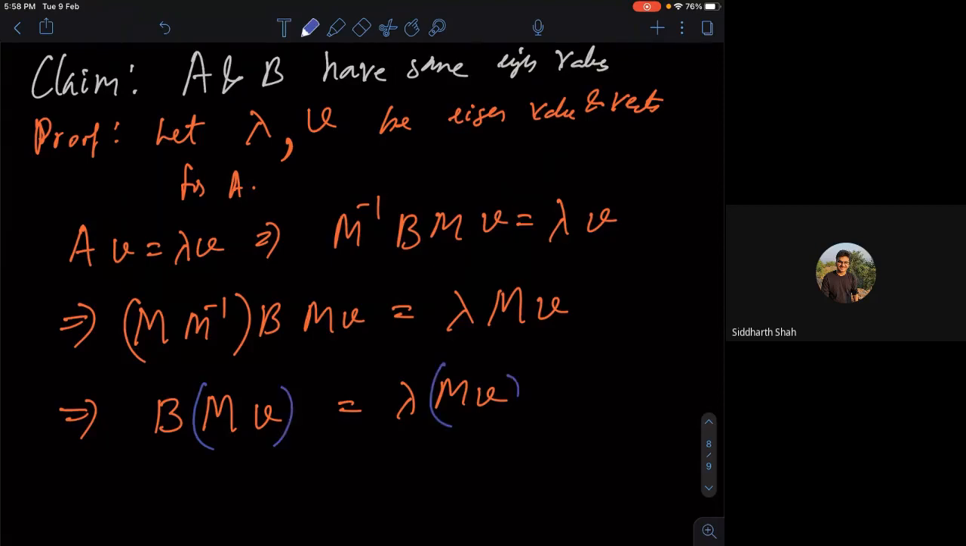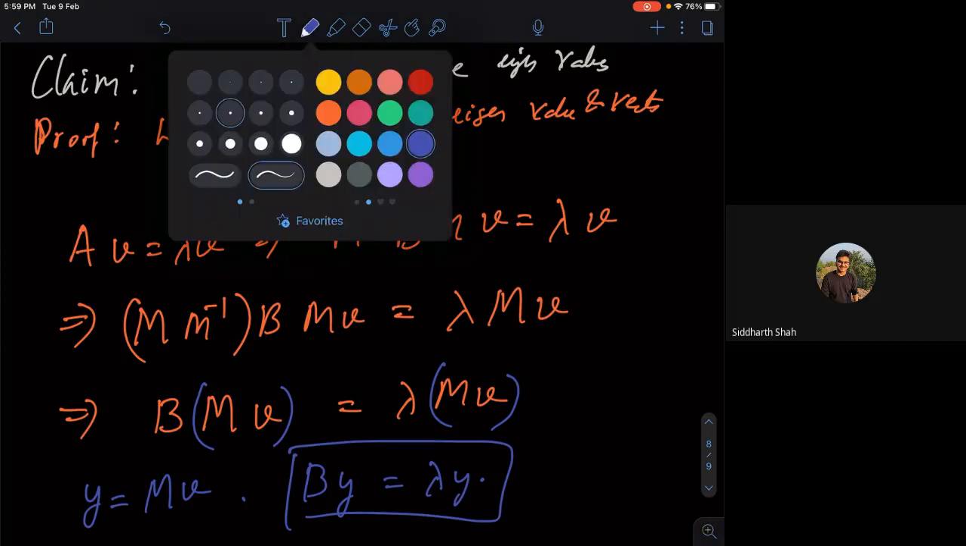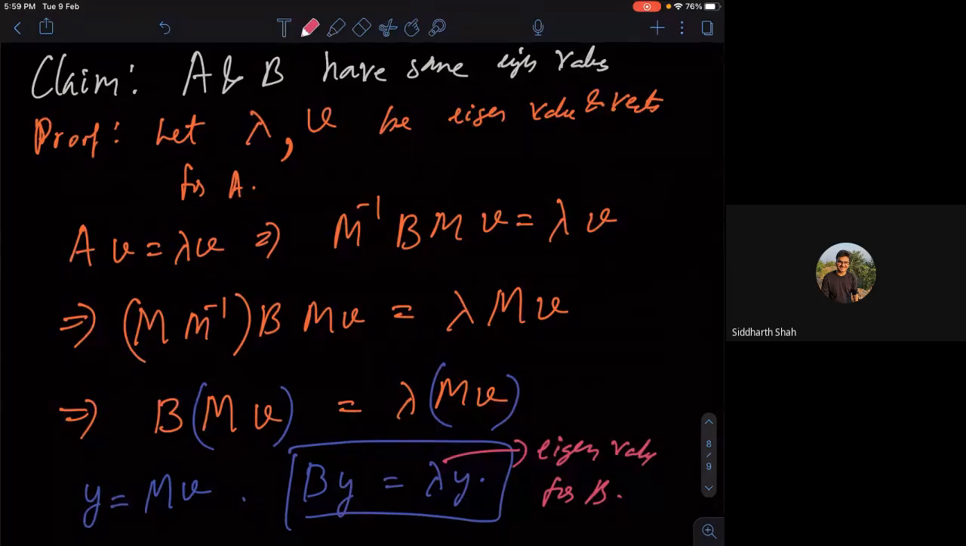Because look at this. Take the vector Mv, y is equal to Mv. Then B times y is equal to lambda y. Right? So lambda is also an eigenvalue for B. Is this clear? Do you understand this?